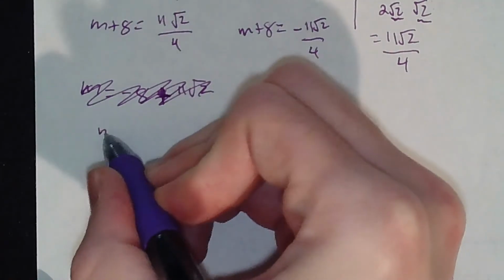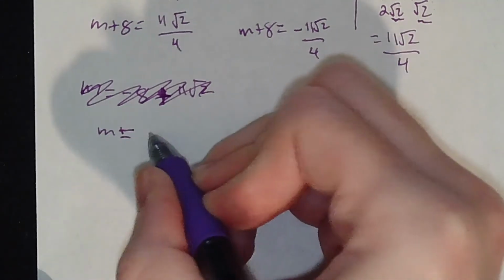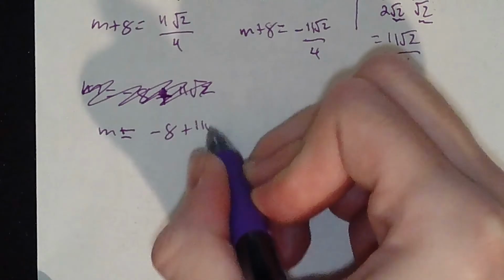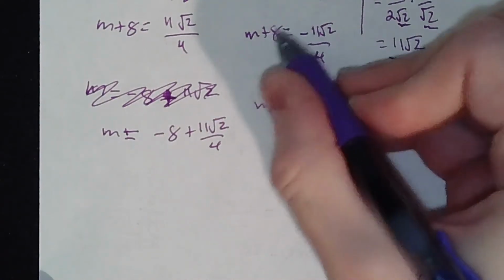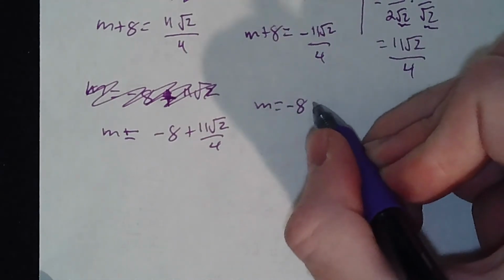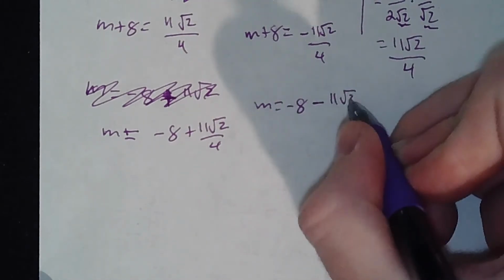All right. M equals negative 8 plus 11 square root of 2 over 4. And m equals negative 8, because I'm moving that 8 to the other side, minus 11 square root of 2 over 4.